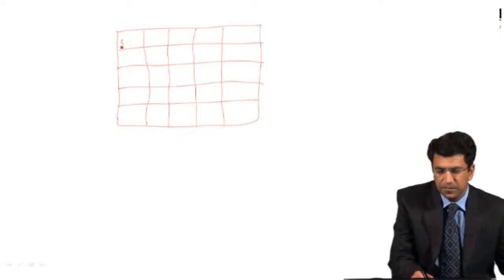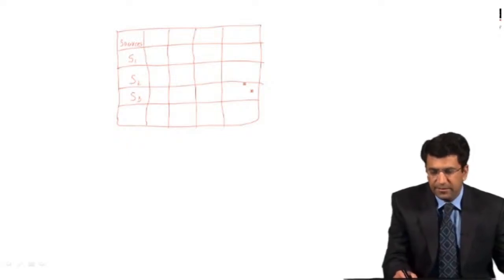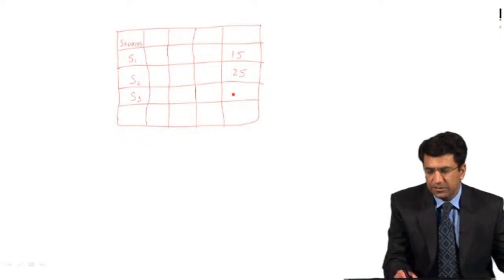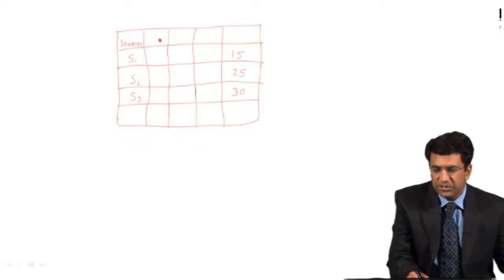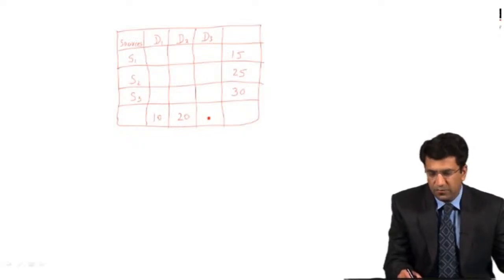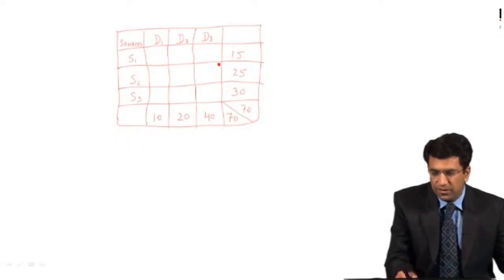These are the different sources. Sources of supply S1, S2, S3, and their relevant supply capacity is 15, 25 and 30. And these are the different destinations: D1, D2, D3, and the relevant demand of the destinations is 10, 20 and 40. So demand and supply in this particular case are equal, that is 70 and 70. So here this is the supply and here this is the demand.